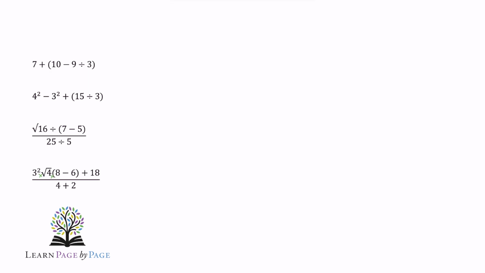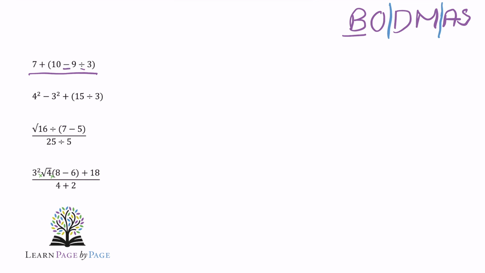You can see I've started on a clean sheet. Still write out BODMAS and put a line to separate the divide and multiply. Let's examine the first one. We have 7 plus, and then brackets, 10 minus 9 divided by 3. So because the brackets come first, we know we have to do the brackets. But inside that bracket is a subtraction and a division.